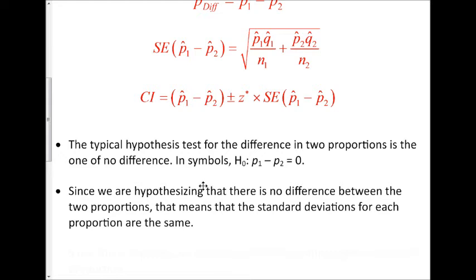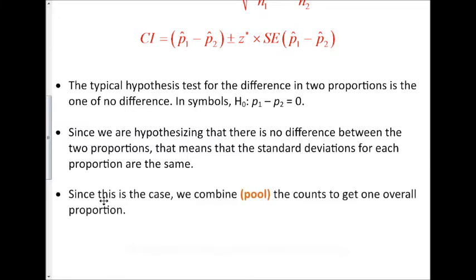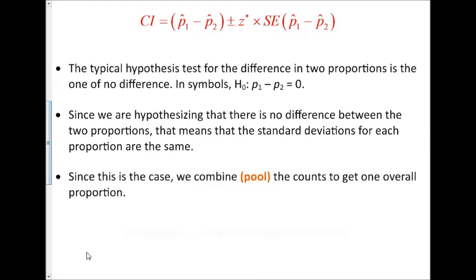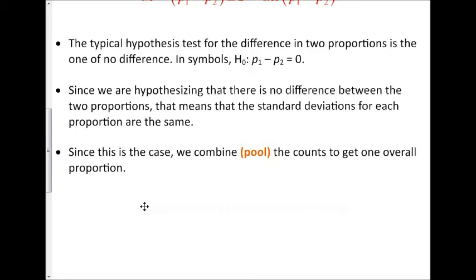Now, when you use a hypothesis test talking about the differences between two groups, you're starting with the idea that there is no difference. That means the standard deviations for each proportion are exactly the same. And if that's the case, we combine or pool our counts to get one overall proportion. It's kind of like the idea of, I don't know, poker. You're gambling. Everybody pools their money into one big bin. Since there are no differences, we pool it together.